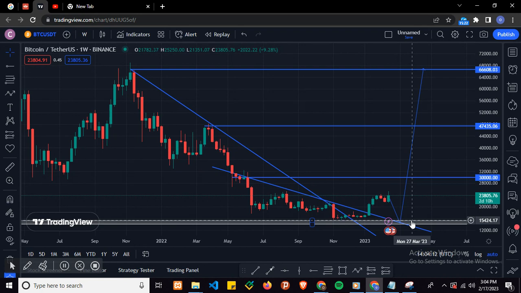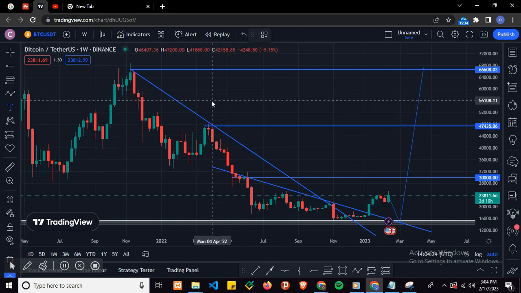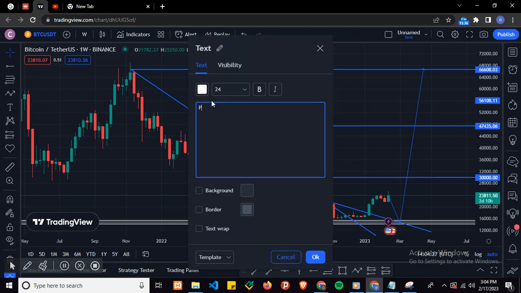Let me mark this one. This one is $15,000. Oh, it's around 16, right? Maybe 15 to $16,000. So this is my own conclusion on BTC. Let me write it. Possibly best at 16K before going up.